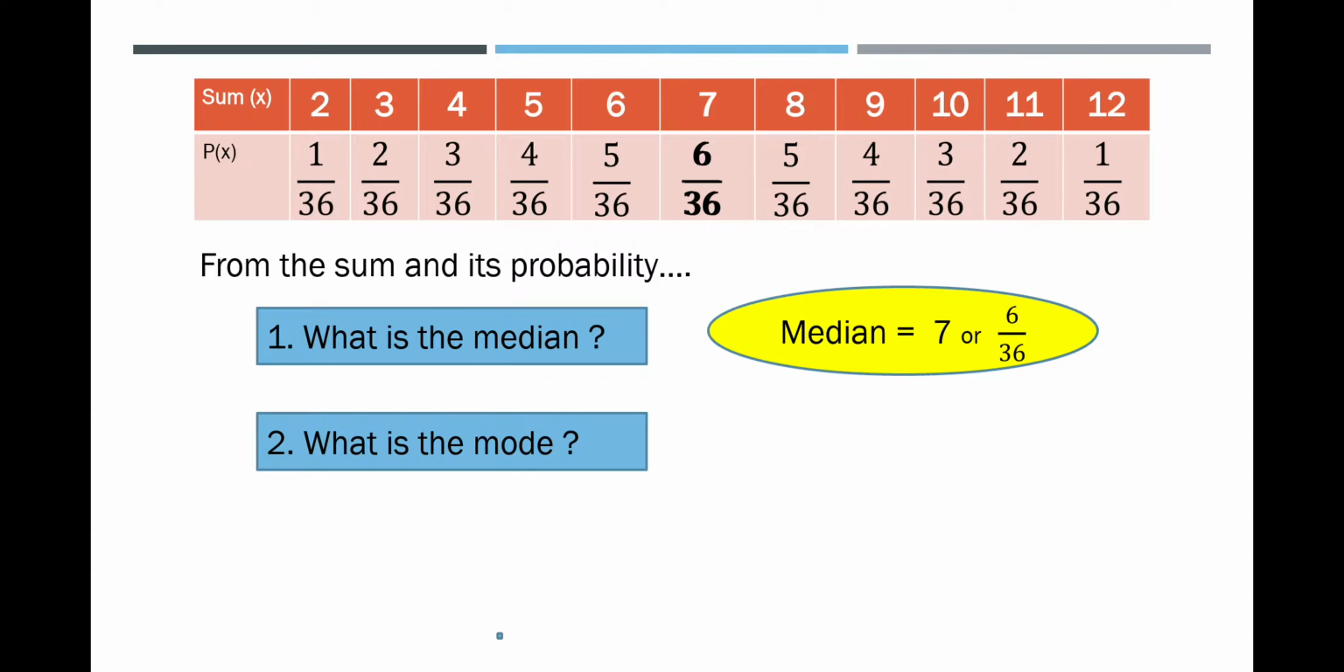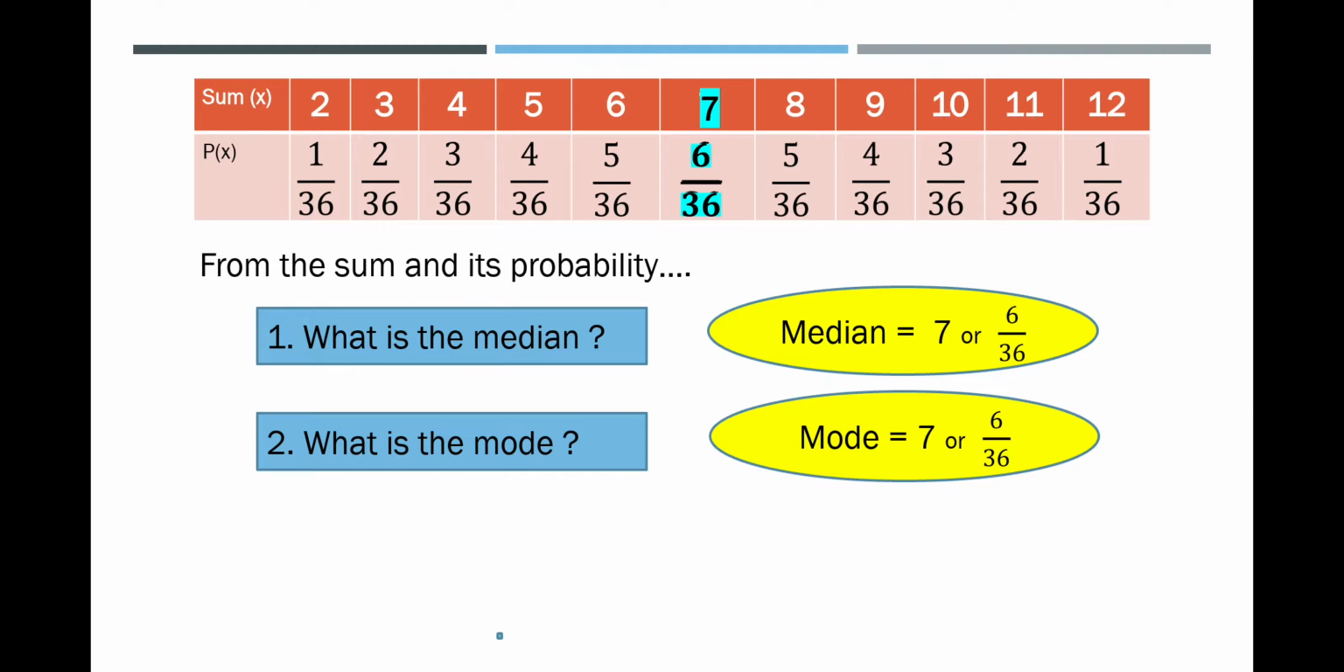Next, what is the mode? Mode is the most frequent sum or probability. So the mode for the sum is 7, and the mode for the probability is 6 over 36. So therefore, the mode is 7 or 6 over 36.